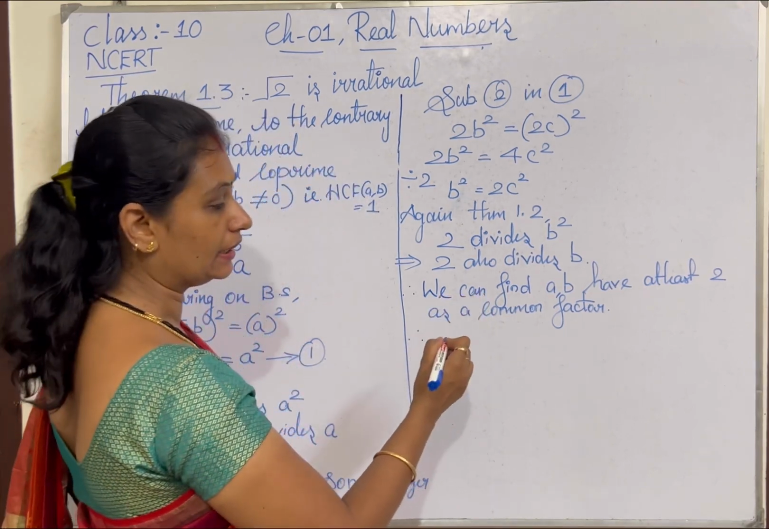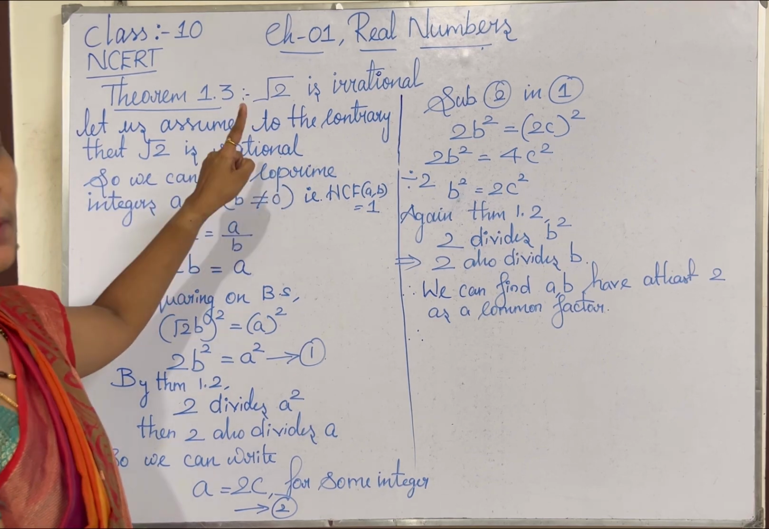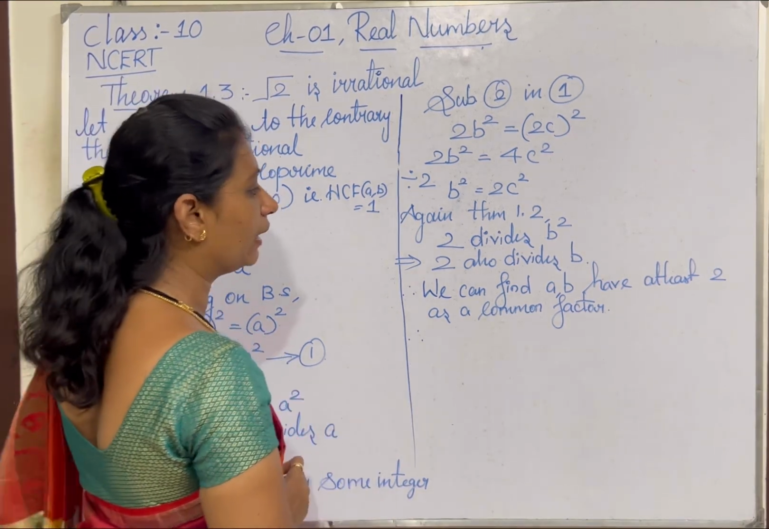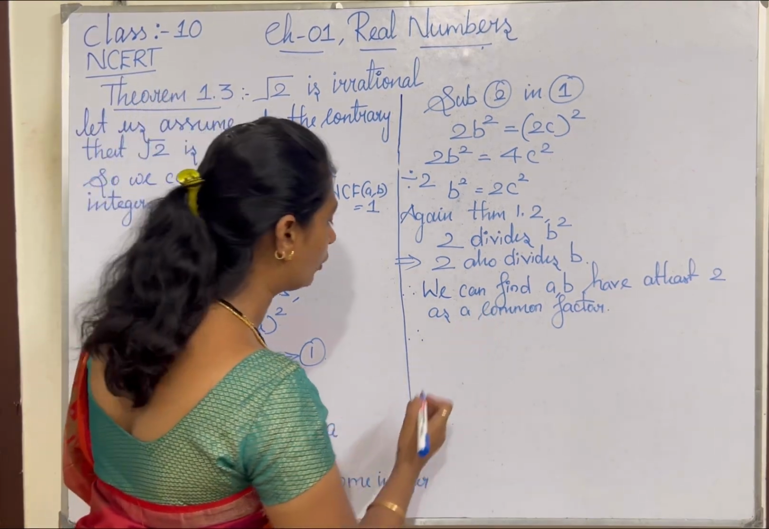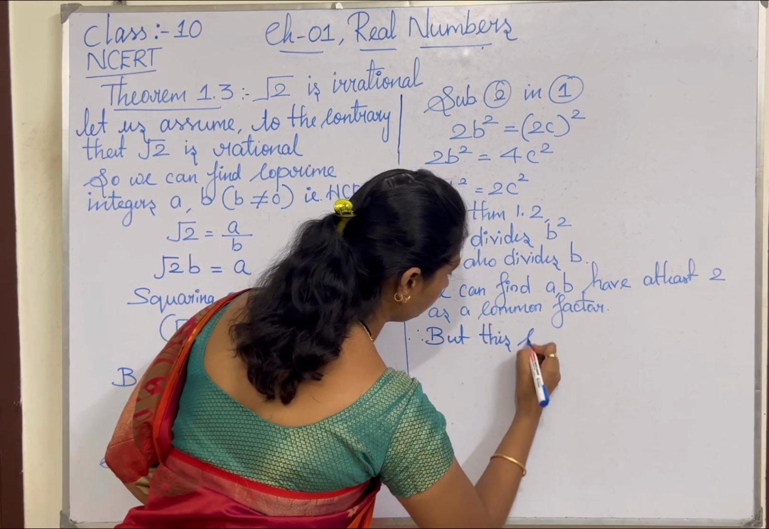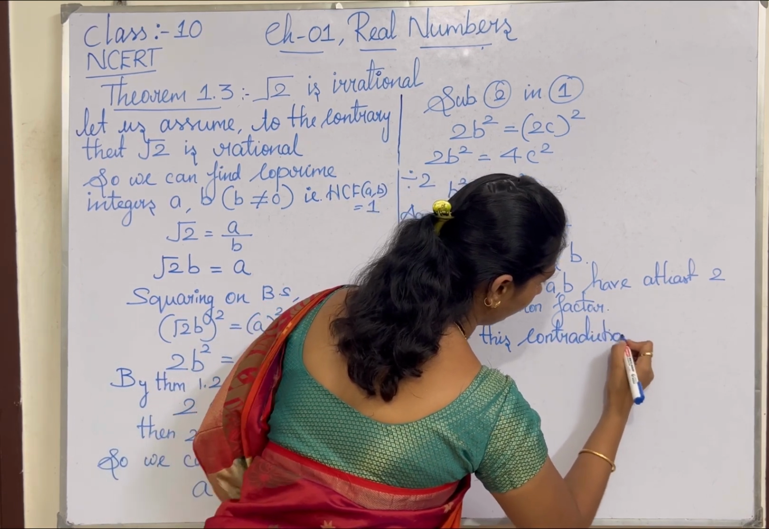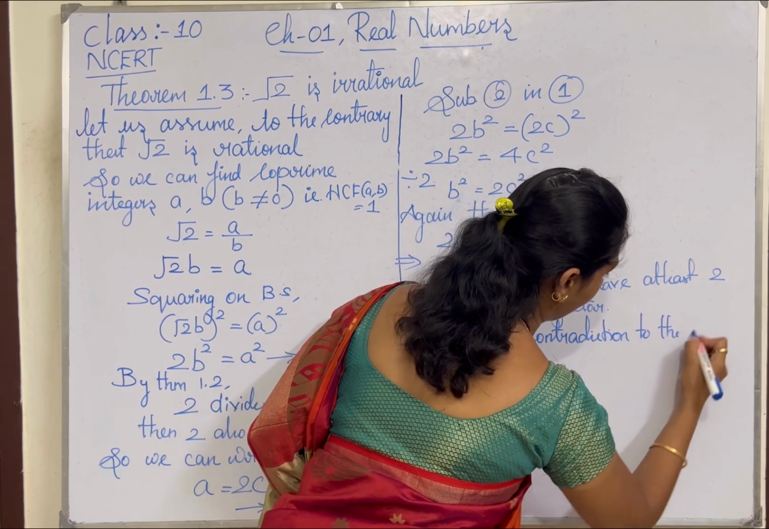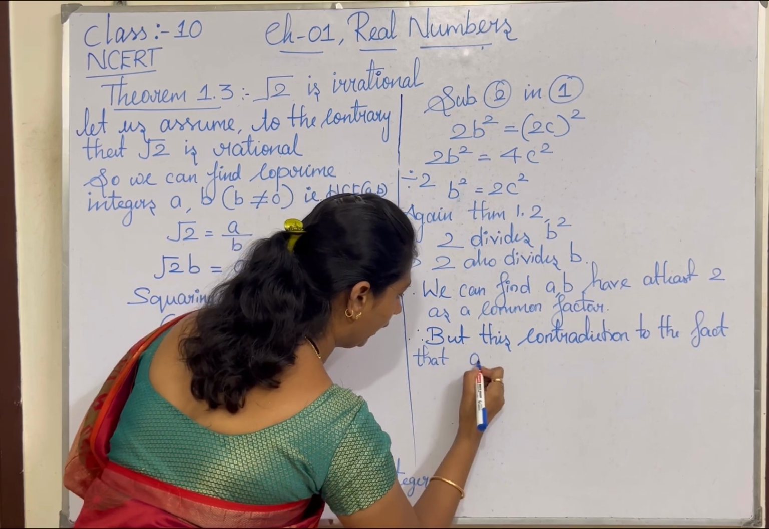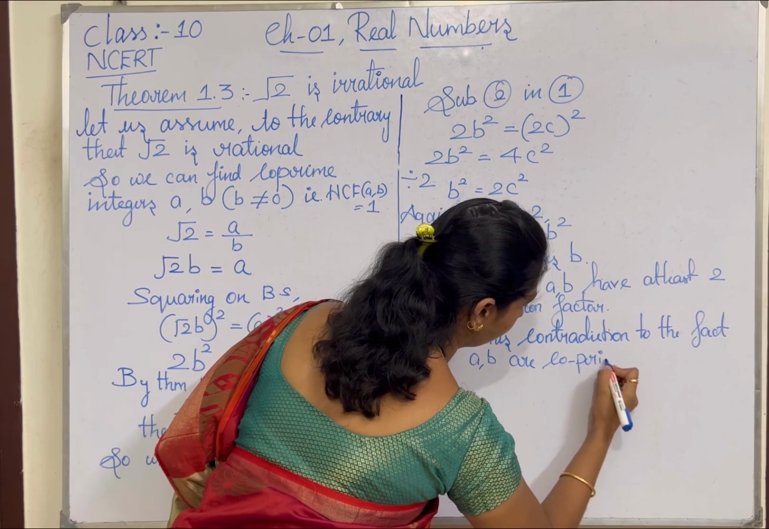This contradiction arises because our assumption that root 2 is rational is wrong. Therefore, we can conclude that root 2 is an irrational number. We can find that a and b have at least 2 as a common factor, but this is a contradiction to the fact that a and b are co-prime integers.